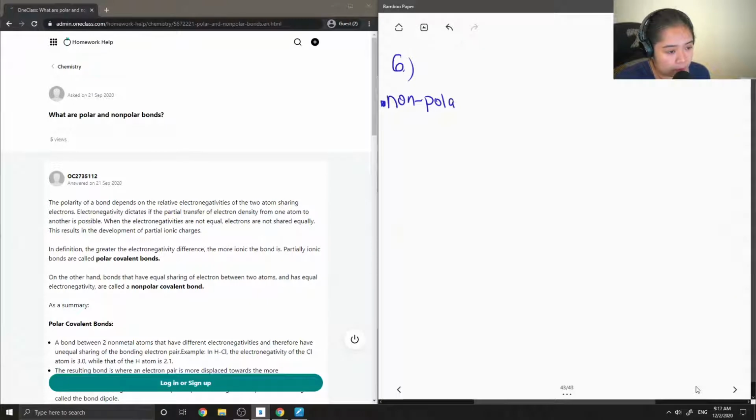A nonpolar bond contains two atoms that have equal, or even just similar, electronegative values.